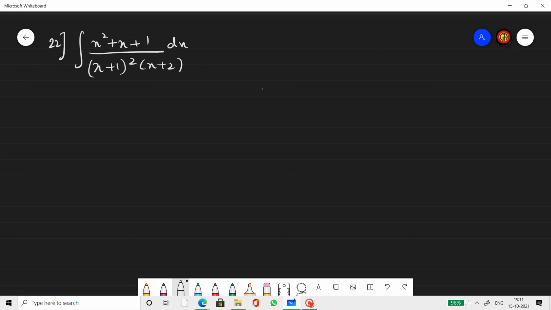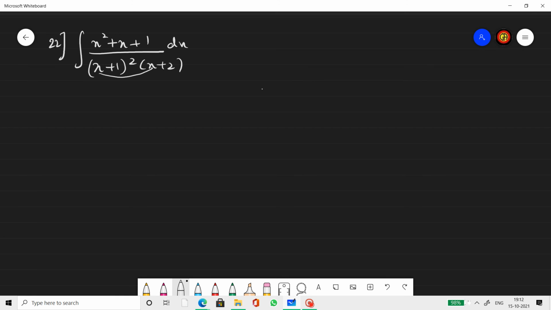So this is question number 22 from the miscellaneous. This is also partial fractions. Before you start proceeding with the sum using partial fractions, make sure that the degree of the numerator is lesser than the degree of the denominator. The numerator degree is 2, denominator degree, even if you multiply, it will be cube only. So therefore, the degree of the denominator is more than the degree of the numerator. So we can directly start the partial fractions.